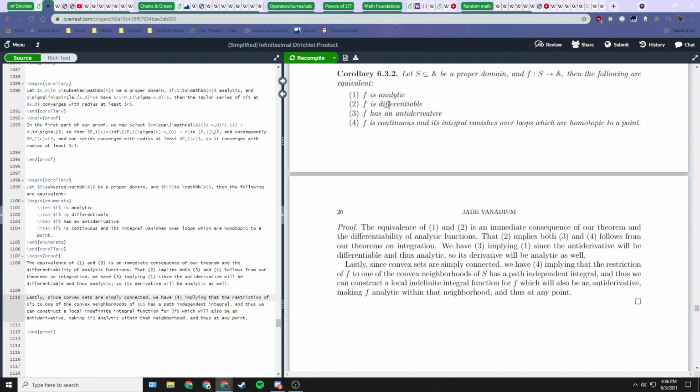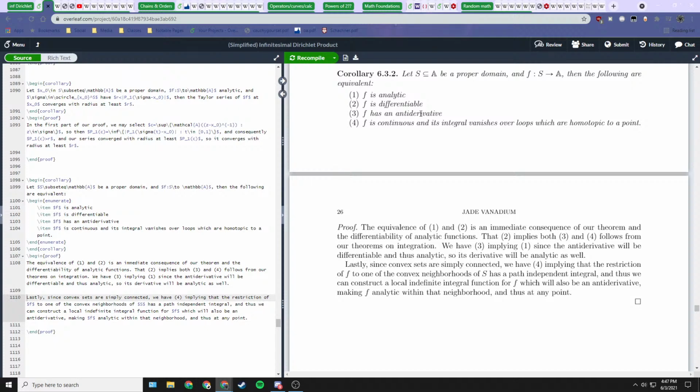1 and 2 are equivalent. 2 implies 3 and 4. Also, 3 implies 1. So if we have an antiderivative, the antiderivative will be differentiable, and that's analytic. So the derivative will be analytic as well. So 3 implies 1. So 1, 2, and 3 are equivalent and imply 4.